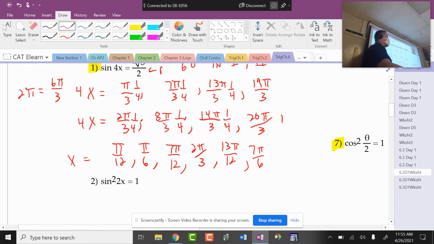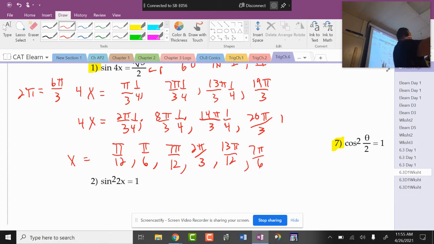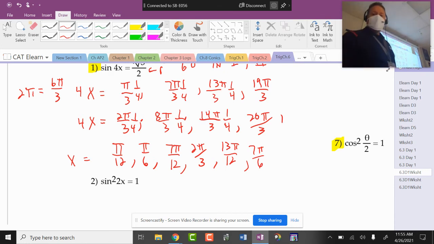What's 7 pi over 6? The what angle measure in what quadrant? 30 or 60? 30 in what quadrant? That's 30 in quadrant 3. This is still smaller than 2 pi. This is why these are answers that work. And then 19 pi over 12. And then this is 20.